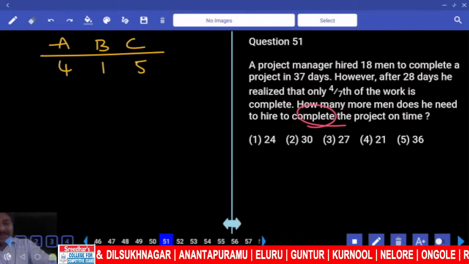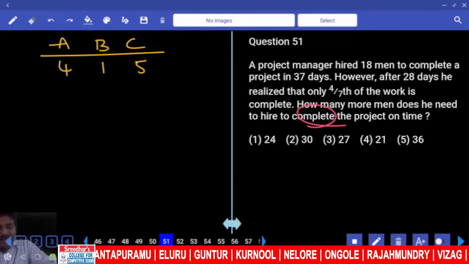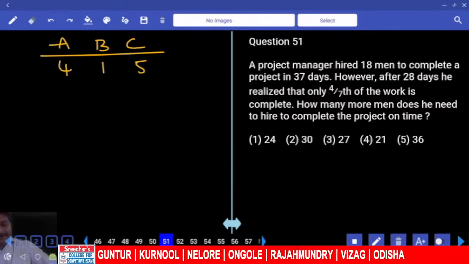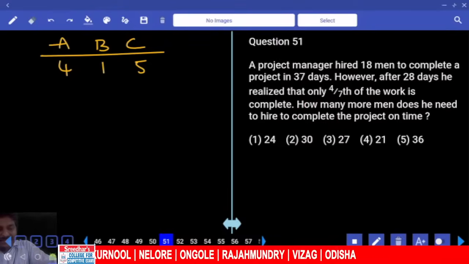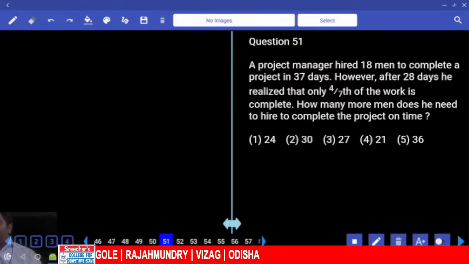A project manager hired 18 men to complete a project in 37 days. However, after 28 days, he realized that only 4/7 of the work is complete. How many more men does he need to hire to complete the project on time? MDH by W. How many men started? 18. How many days they worked?